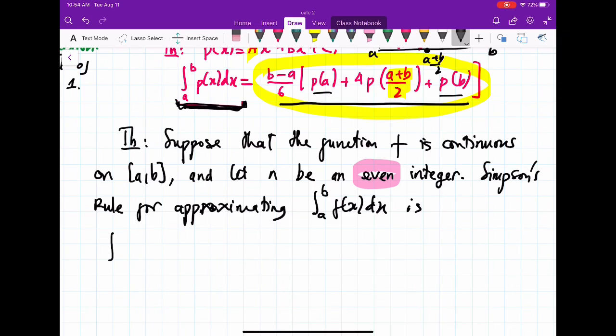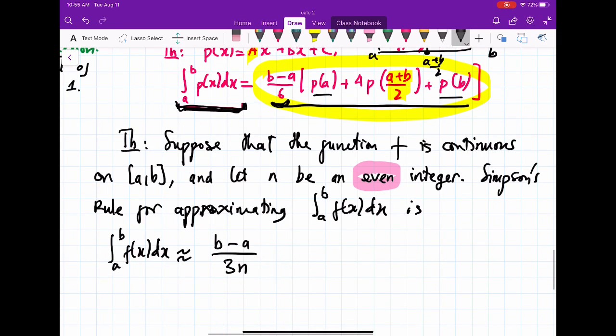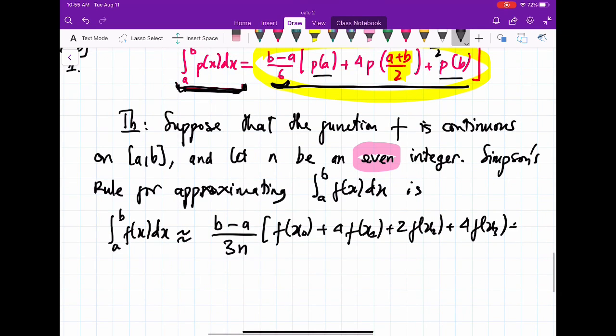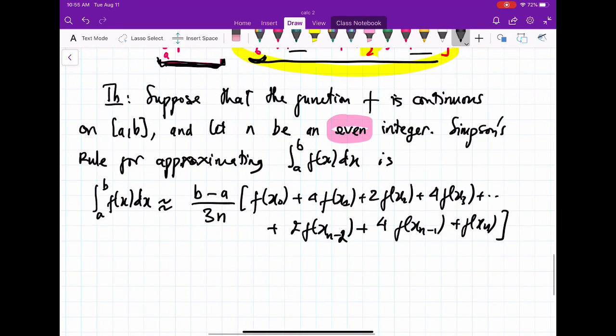So the integral from a to b of f(x) dx is approximately equal to (b minus a) over, here we had 6 because 6 is 2 times 3, and in this case the 2 comes from the 2 endpoints. So here it should be 3n. Then you have f(x0) plus 4 f(x1) plus 2 f(x2) plus 4 f(x3) and so on, plus 2 f(x_(n-2)) plus 4 f(x_(n-1)) plus f(xn). And of course, when n approaches infinity, you get the exact value.